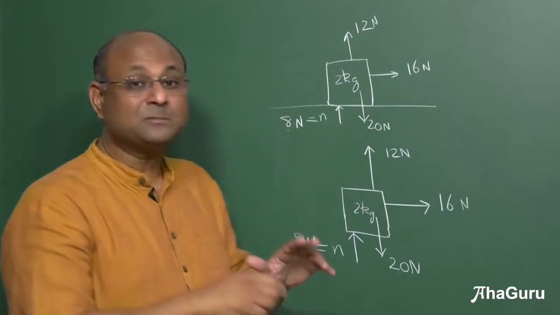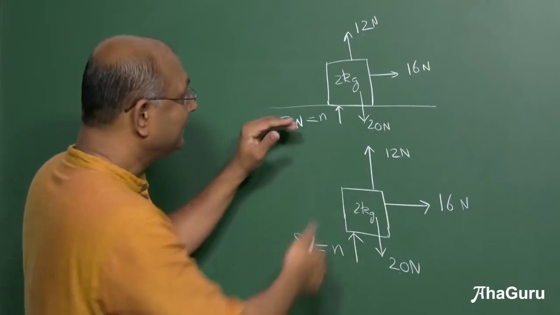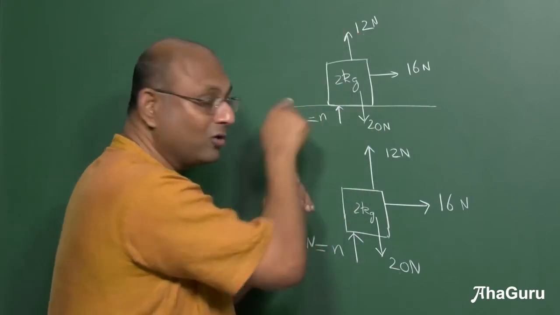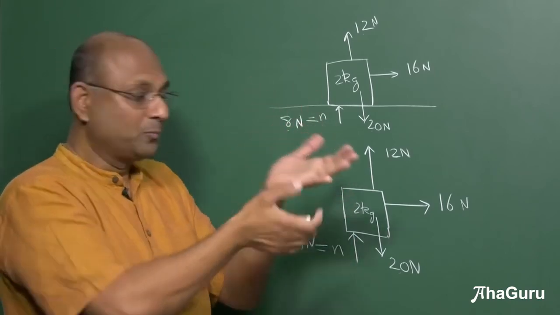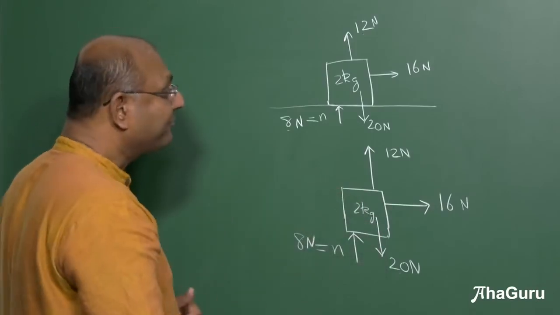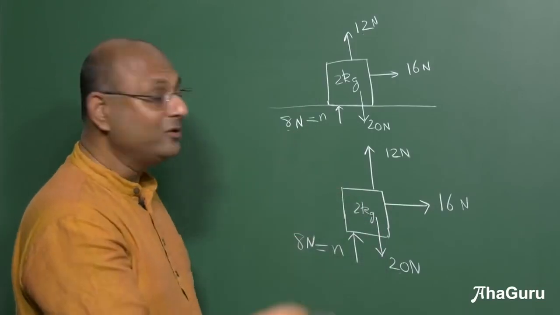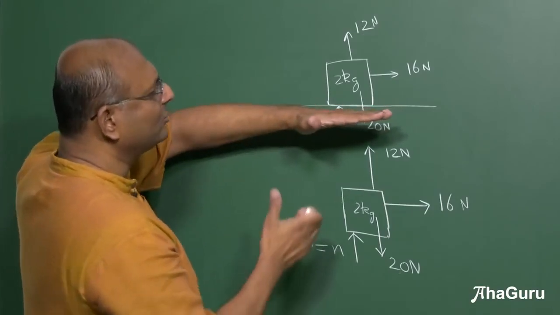But if normal force became not 8, but only 5, then it will go down, which means it will make a hole. The whole purpose of normal force is to stop. You push the floor a lot more, the floor will push you a lot more. If normal force became 10 newtons, this will go up. But no floor is going to push you.